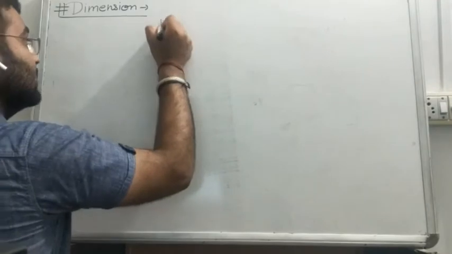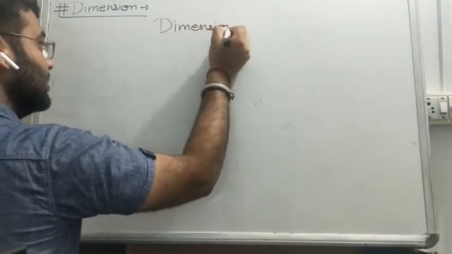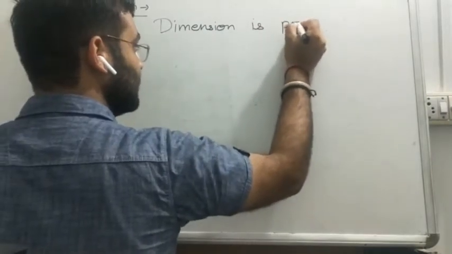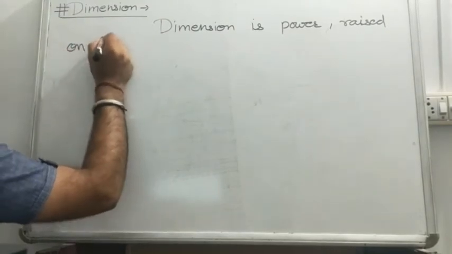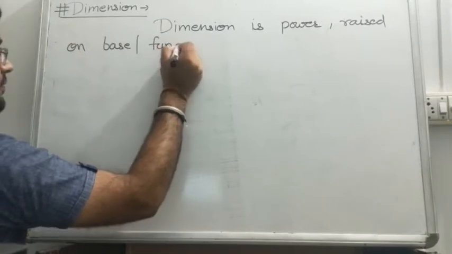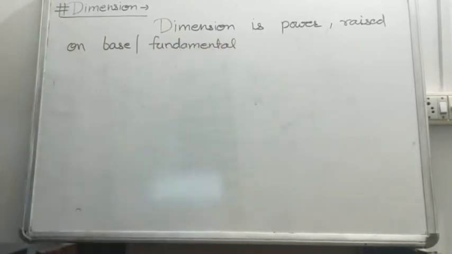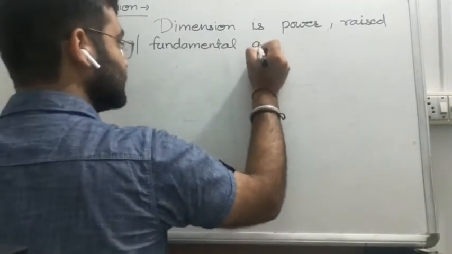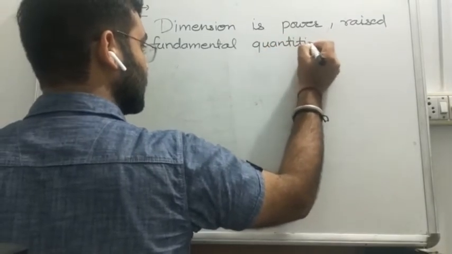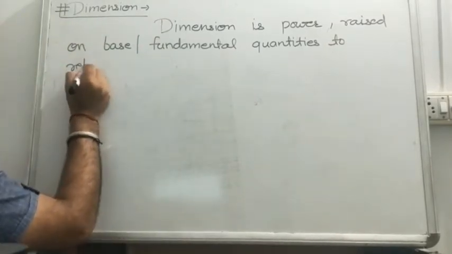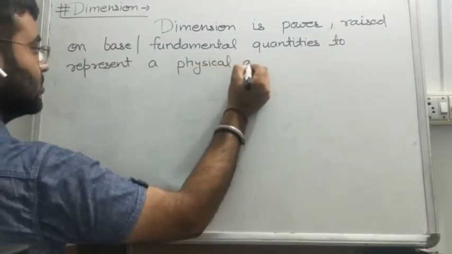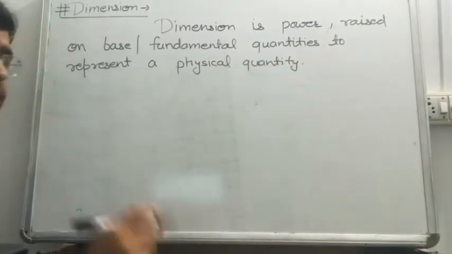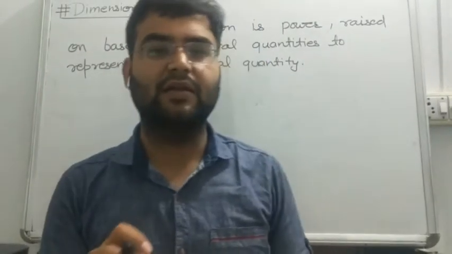Now, first of all, we will read the definition of dimension. That is, dimension is a power. Dimension is power raised on base, or you can say fundamental, on base or fundamental quantities to represent a physical quantity. It means, what is dimension? It is only a power to represent a physical quantity.